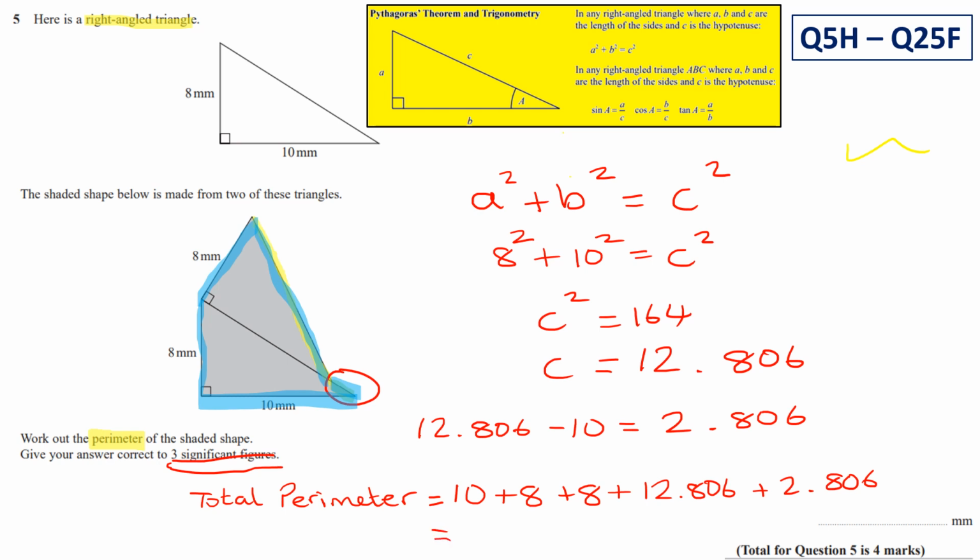So we do 10 plus 8 plus 8 plus 12.8 plus 2.8 gives us an answer of 41.612, which to 3 significant figures is 41.6. The measurements were in millimeters to start with, they're still in millimeters now, so there's no extra unit conversion required.